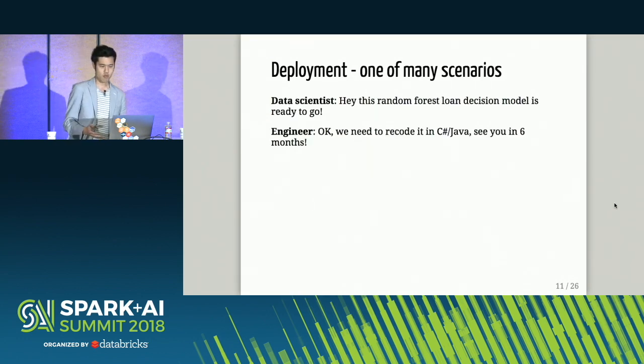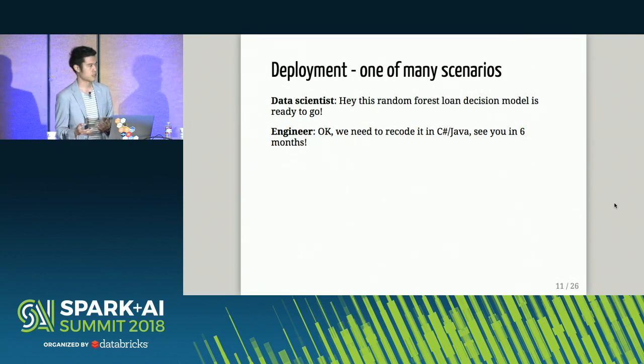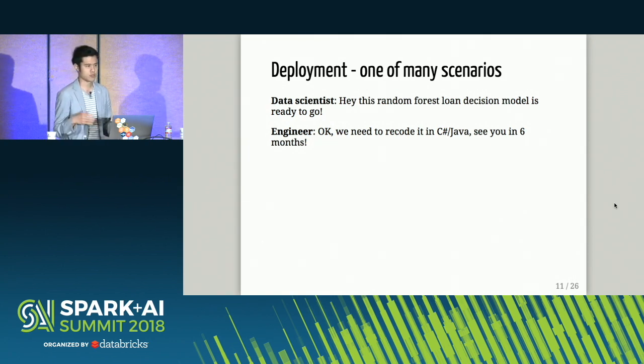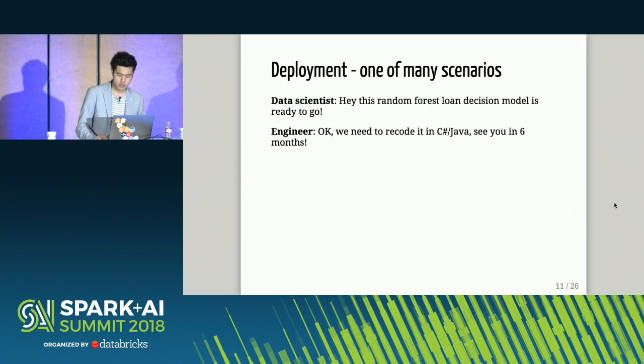So this is one potential conversation that may occur. This is the quintessential handoff problem. The data scientist might have spent some time building and tuning a model, and it's ready for deployment. And the engineer will come back and say, okay, our Python is not really performant. We have to do it in our performance framework. So then we need to recode your tree models.